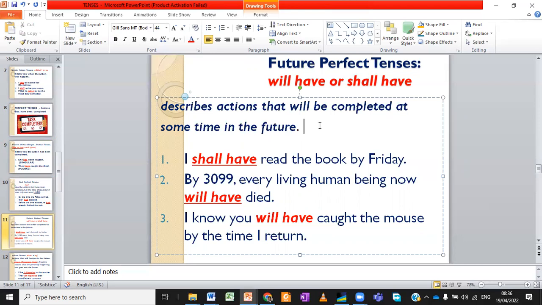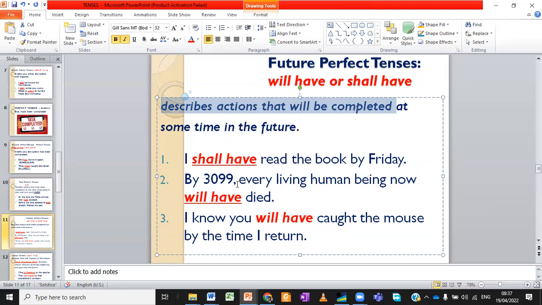When did this person make the statement? Before Friday. Thank you. So let's say today is Tuesday. You gave the person this book, and you are telling the person that by Friday, which is sometime in the future, I shall have read, I will complete this action sometime in the future. So that is the explanation.